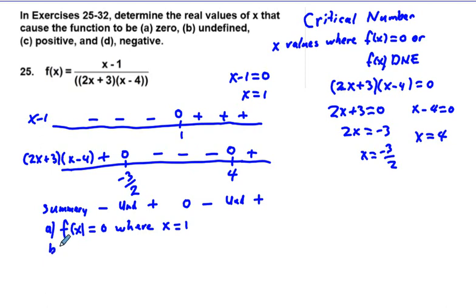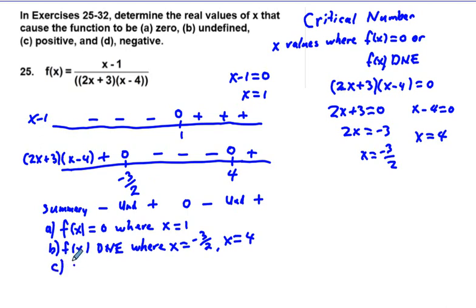B, f of x, because that's what we're being asked, undefined, f of x does not exist, and we see these undefined places here where x is equal to negative 3 over 2, and also x equals 4, because that's where we see undefined.